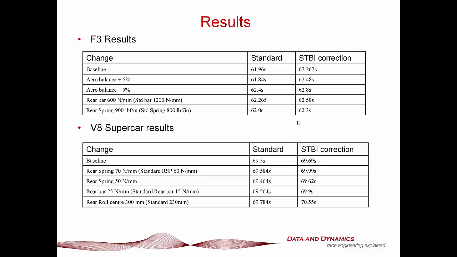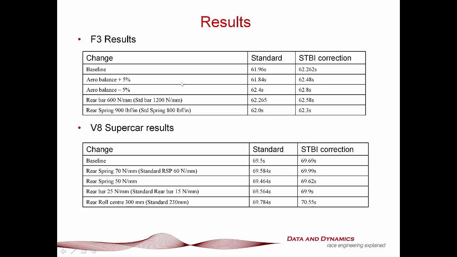and rear bar at 600 newtons per millimeter, with a standard bar was 1200. That blew out to 62.26. Rear spring at 62. When we take a look at the stability index correction values, okay, we've added a penalty in terms of lap time, and that's pretty much just due to the resolution of the map that we had in the stability index.